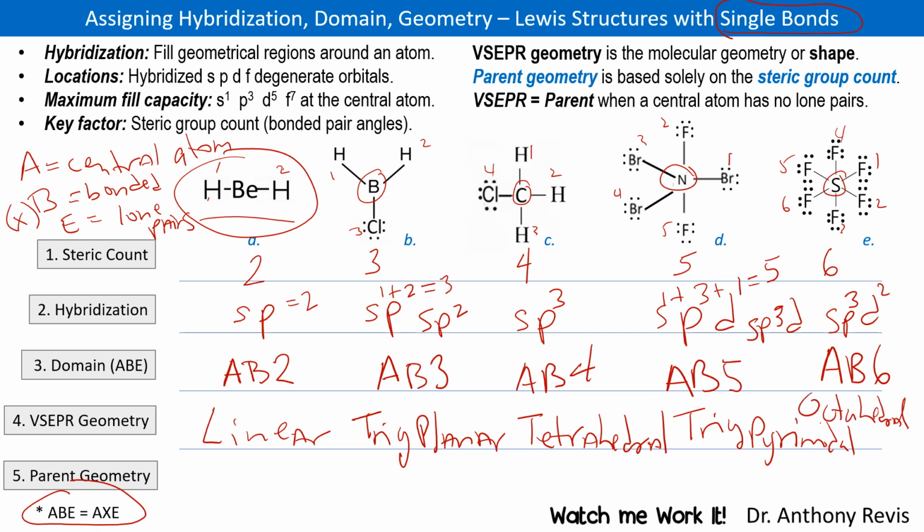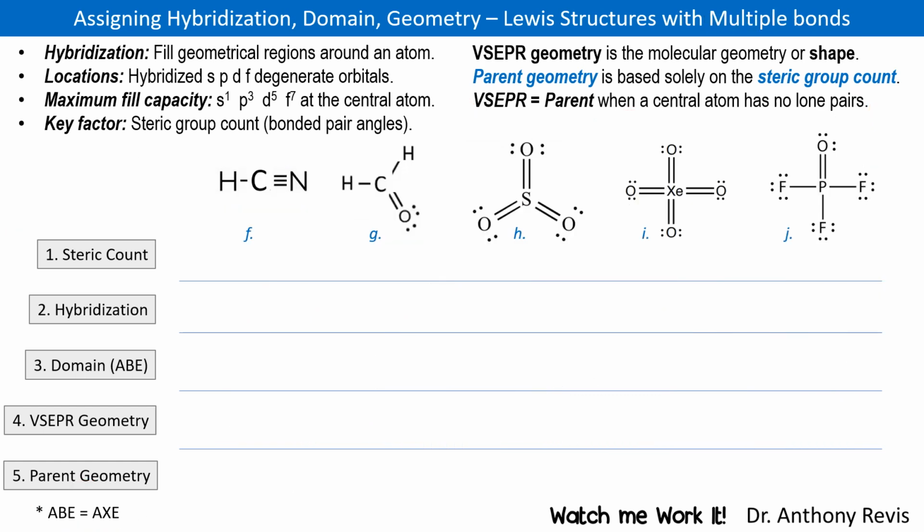You'll have to rewrite those and write them really nice and neat yourself. All right, and then the parent geometry. Parent geometry is going to be exactly the same. These little lines mean the same. When there are no lone pairs, they have the same names. The VSEPR and parent name are exactly the same when there are no lone pairs. All right, so let's go on to the next one.